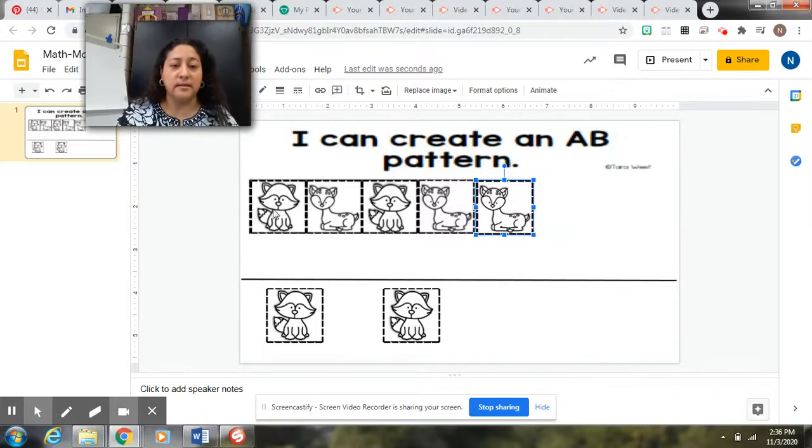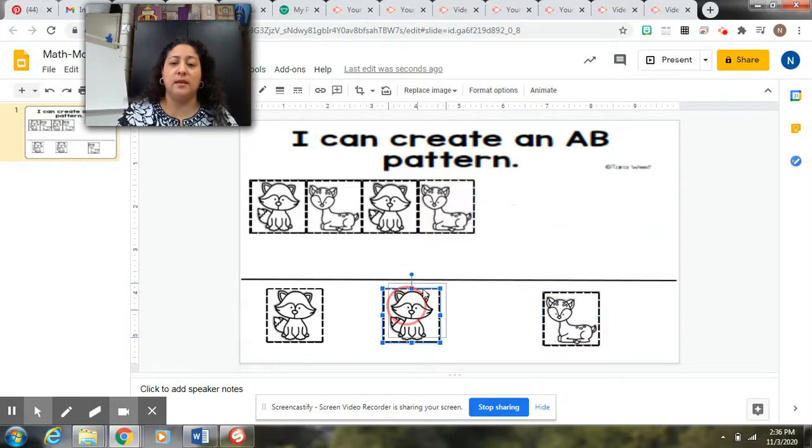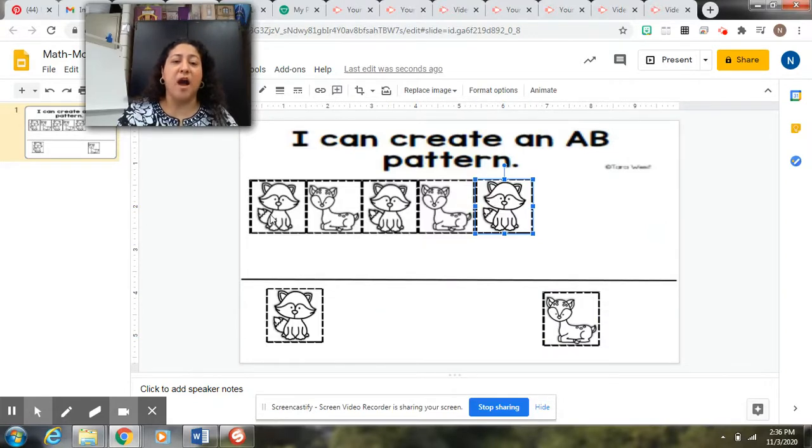We have a fox, a deer, a fox, a deer, deer. That doesn't sound right. So it's not going to be a deer. It's going to be a fox. So we're going to go back and say it. Fox, deer, fox, deer, fox.